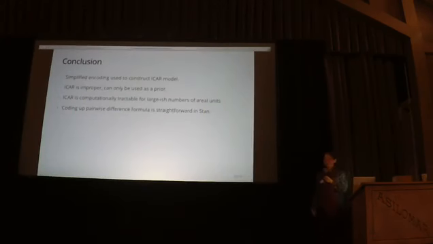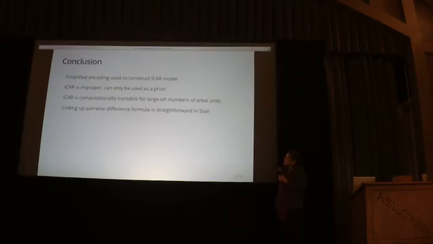Why not? Great. Okay, so conclusion. Simplified encoding is used to construct an ICAR model. The ICAR is improper. It can only be used as a prior. The ICAR is computationally tractable for largish numbers, which is really super great.